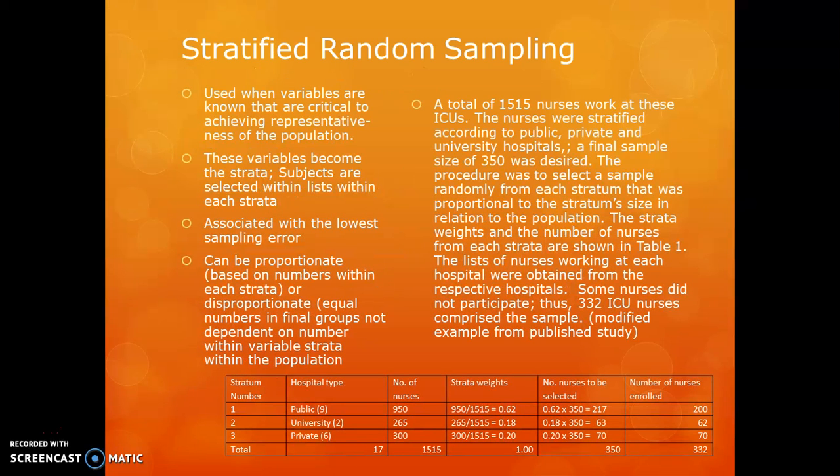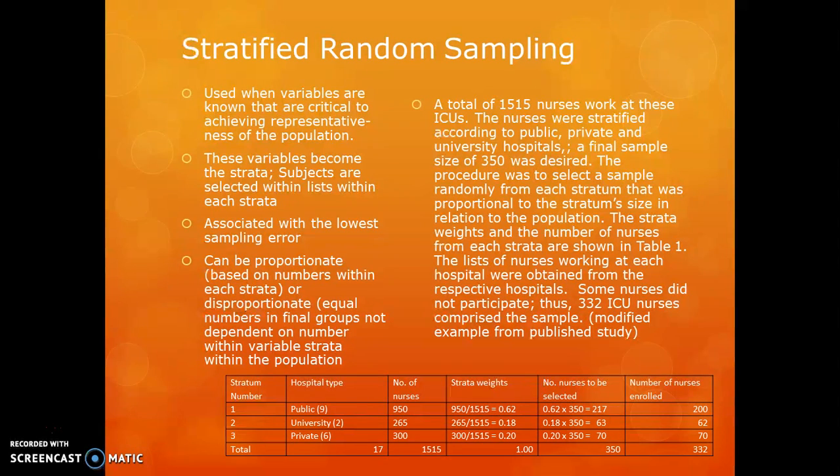Stratified random sampling. You know that there are variables that are critical to being representative in your population. For example, gender, ethnicity, marital status, educational levels. Oftentimes we see them as strata listed in samples. If we believe that it's going to affect our outcome in some way, then we might want to randomly select within those strata. The thing with stratified random sampling is that we randomly select from the master list within those strata. Okay? It is associated with the lowest sampling error.